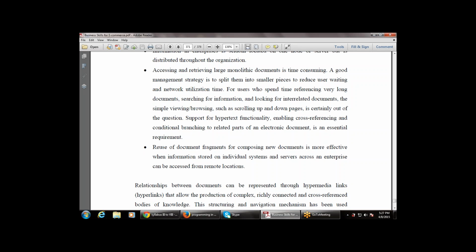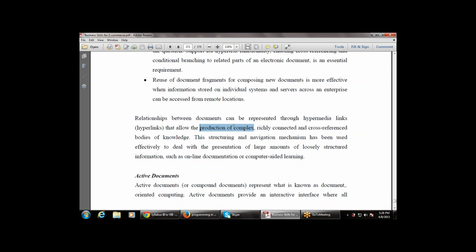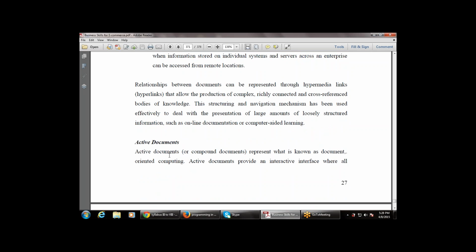The relationship between documents can be represented through hypermedia links, known as hyperlinks. So navigation and relationships between documents can be achieved whenever we use hyperlinks, that is, hypermedia links. That allows the production of complex, richly connected and cross-referenced bodies of knowledge. That is, we can move from one part to another part. That is a hypertext document, which means navigation from one document to another document.